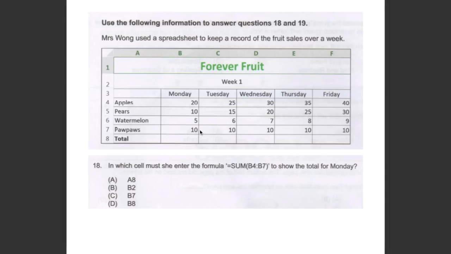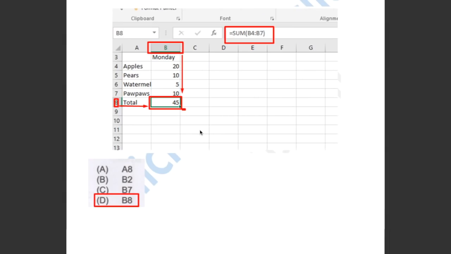So in this question, it asks us, in which cell must Mrs. Wong enter the formula equal sum B4 to B7 to show the total for Monday? Let's move to the explanation. As you can see in this spreadsheet, Mrs. Wong has entered total sum B4 to B7 in cell B8. So the answer has to be D, B8.